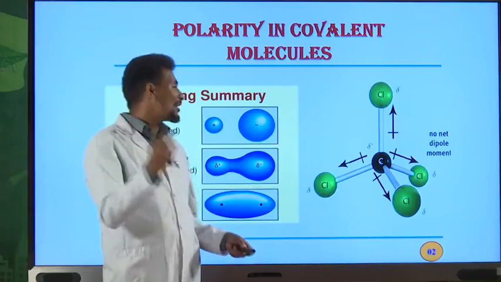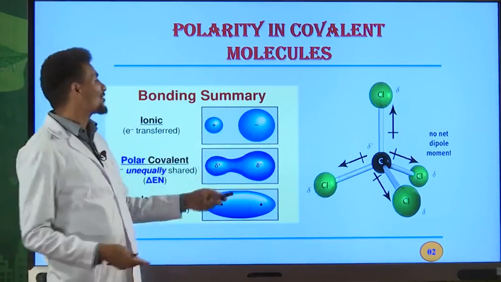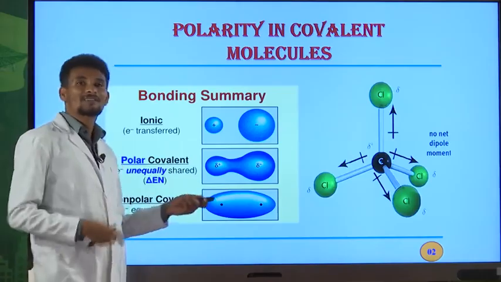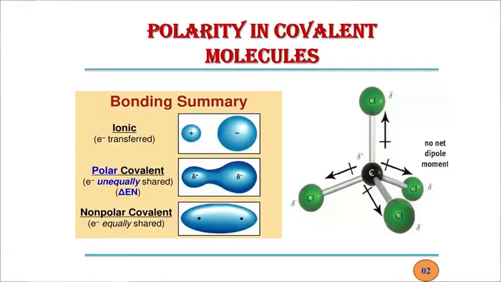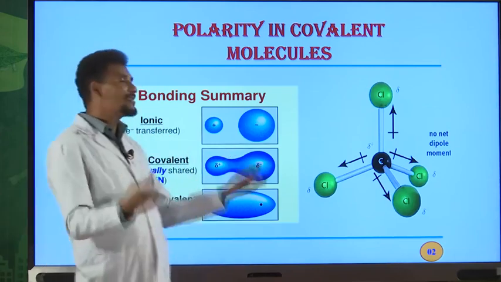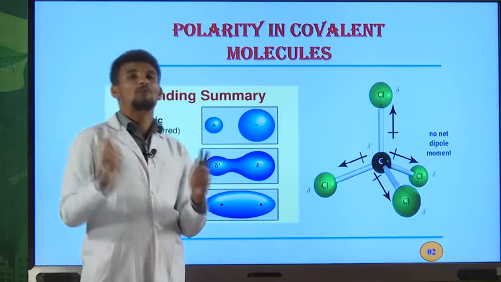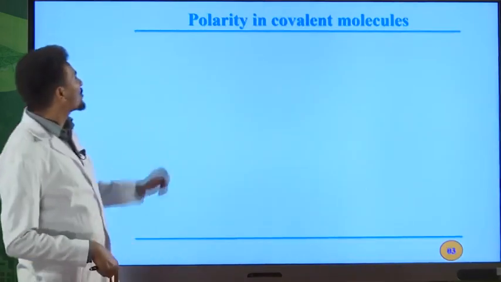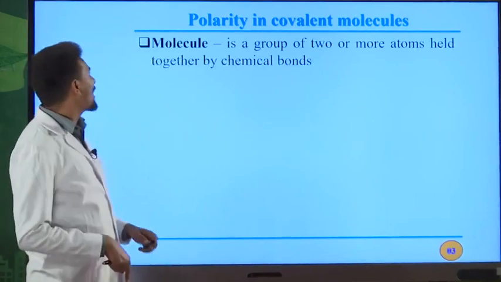The molecules that contain nonpolar covalent bonds are known as nonpolar molecules, and the molecules that contain polar covalent bonds are known as polar molecules. There is also a table that guides you on how to identify whether the bond is polar or non-polar. I'll tell you about this later. Okay, so let me start my presentation.